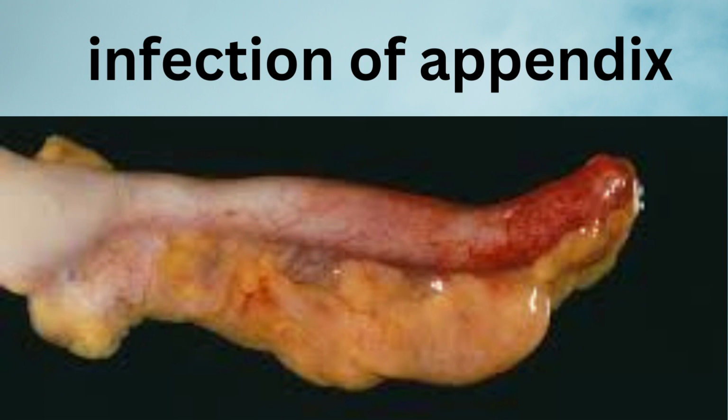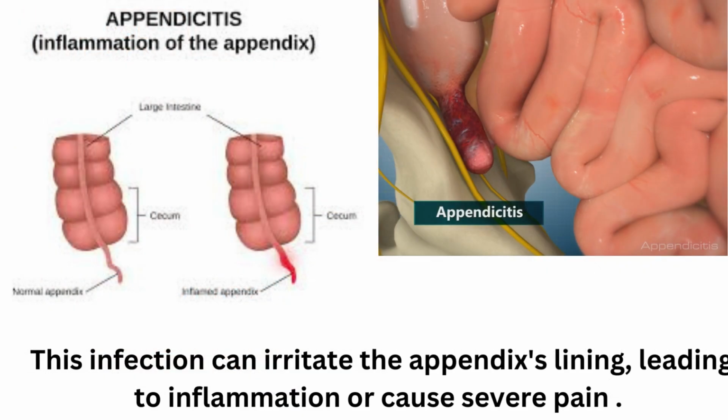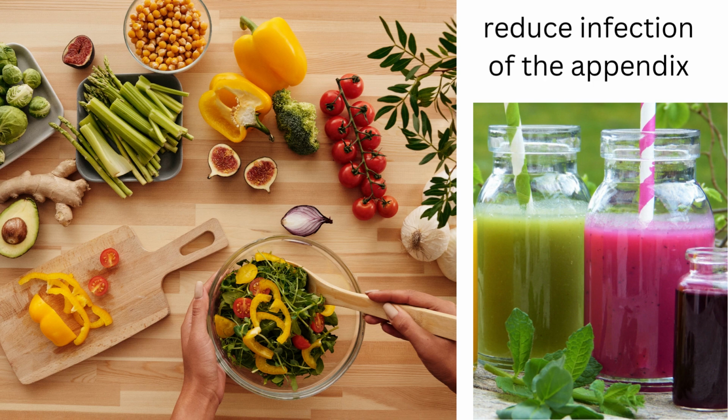Infection. In some cases, appendicitis may result from a viral or bacterial infection that spreads to the appendix. This infection can irritate the appendix's lining, leading to inflammation and severe pain. To reduce infection of the appendix, take good care of yourself. Make a routine of your diet, make sure to intake fresh juices and stay hydrated as well.